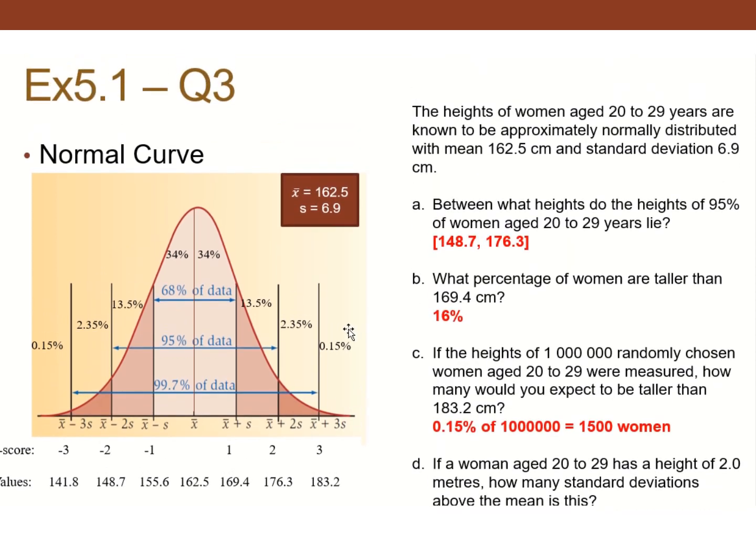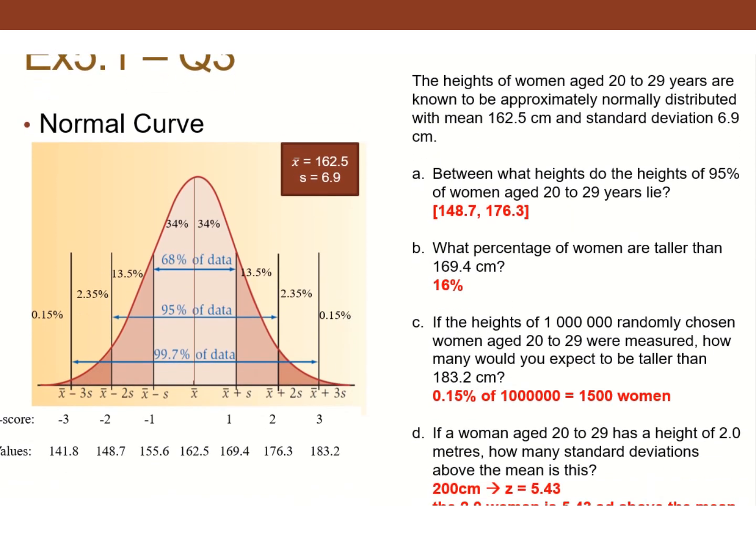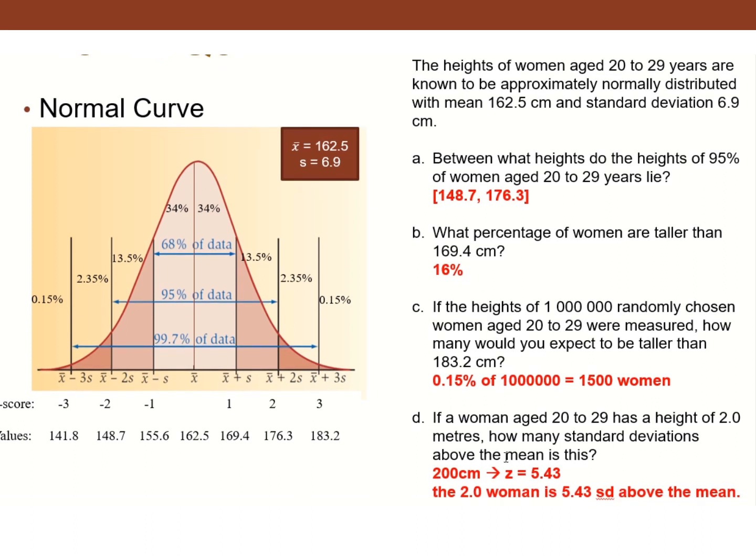Okay, question 3. This is also quite direct. I would expect you to manage this pretty well, except for the last part. They would ask you, if a woman aged 20 to 29 has a height of 2 meters, how many standard deviations is that? They're asking you for Z-score. When they ask you how many standard deviations above or below the mean, they're asking you to calculate Z-score. So you need to calculate the Z-score.